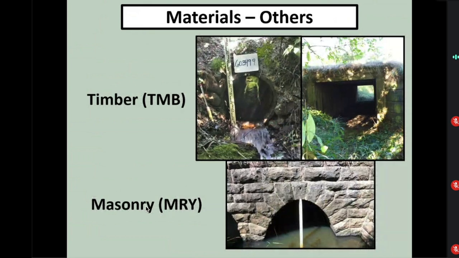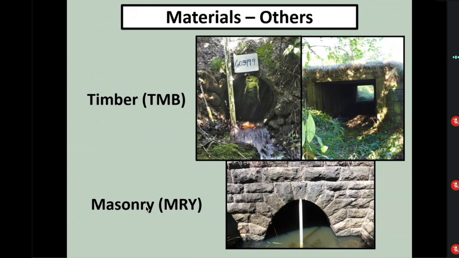Timber stringer bridges or timber type culverts are not uncommon. We have a lot of them up on the Olympic Peninsula, which is probably no surprise. But there is a timber option if you've come into a stream road crossing that has timbers. A lot of times there'll be really old logs, and they will put a concrete slab on top of them and call it good. A lot of those are very old.